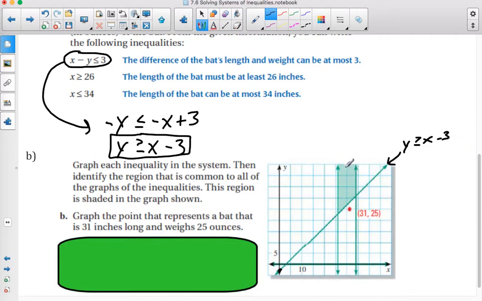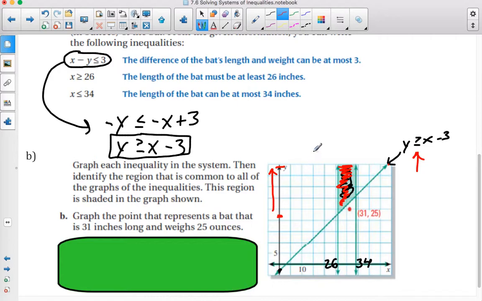So here's the region that they shaded in. This is the region shaded, because it needs to be between 26 and 34. So here's my 26 inches, here's my 34 inches. It needs to be to the right of 26 and to the left of 34, and that's shown right here. And it needs to be above this line right here, which I can see because it's greater than or equal to. So all of the bats with a length between 26 and 34 and a weight in between this weight for y and bigger are going to be okay.